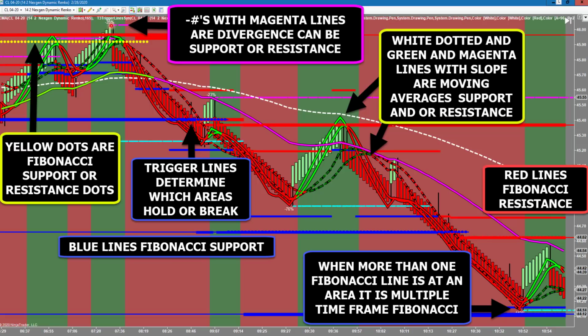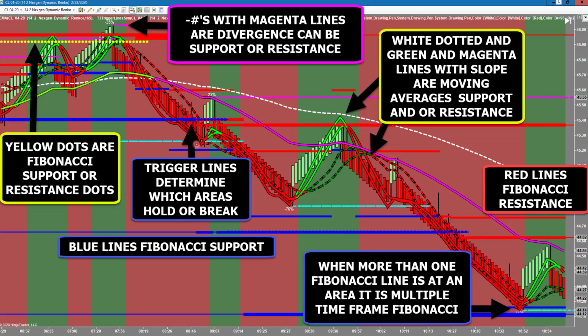And again, in class and in videos and with the trend trade video and with the edge trade video, we're going to teach you how to use these magenta lines and divergences to be able to sell the top of Fibonacci if the triggers don't break it. And then if the triggers cross and start going down, we're going to teach you how to do trend trades.